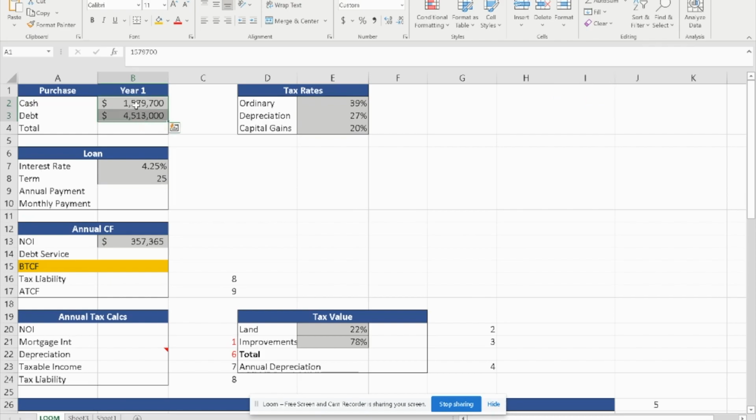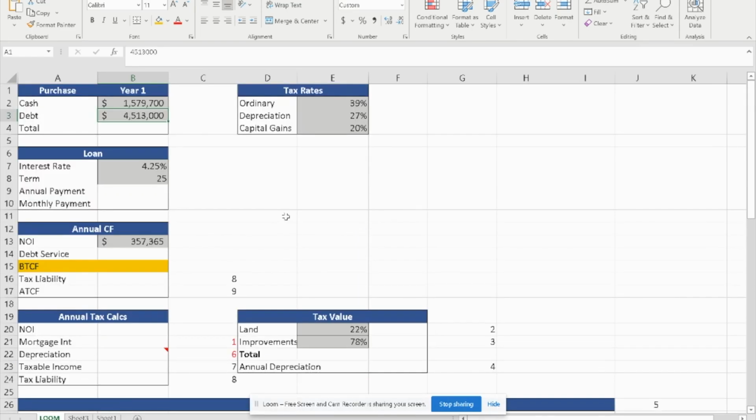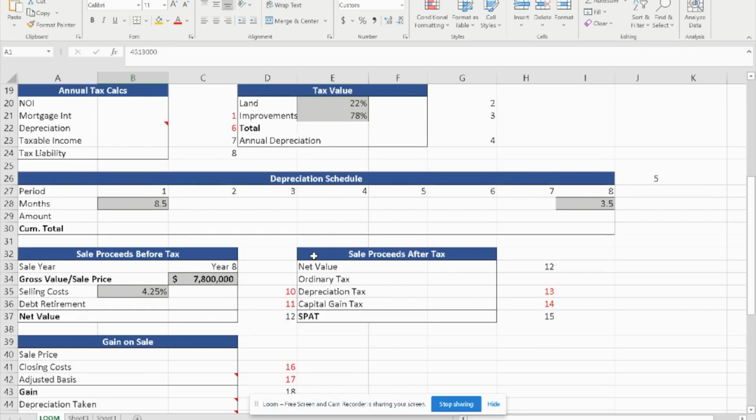For example, the cash to acquire the property, the debt that the owners are getting to acquire the property, the tax rates, the loan information, the NOI, the tax value, as well as the depreciation schedule, the property being purchased in mid-April and being sold in mid-April of year 8. So all of this information was given to us. If you take a minute to complete this spreadsheet, what we're going to be asked to do is to calculate all of the missing information so we can answer the questions at the bottom here.